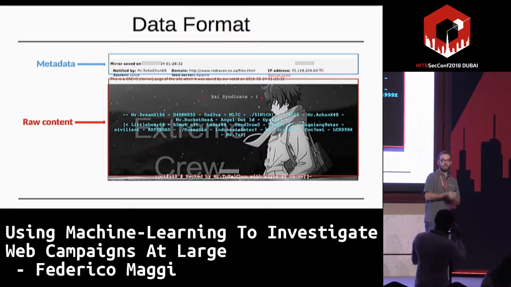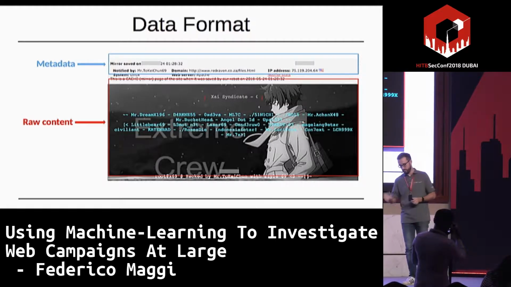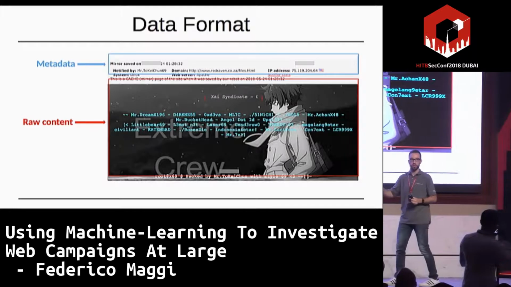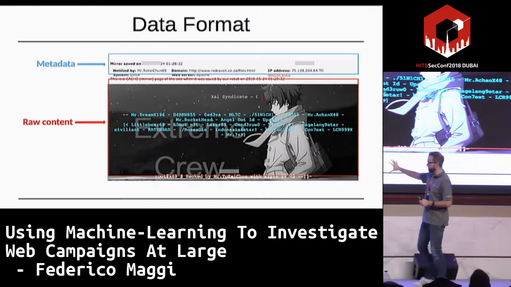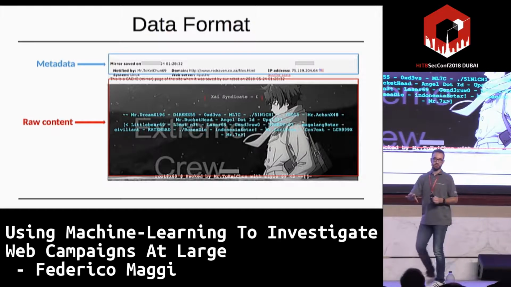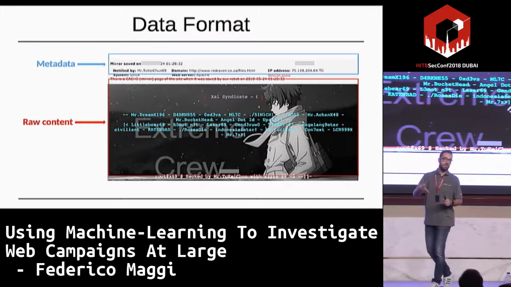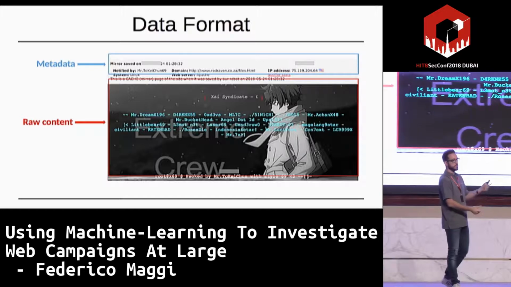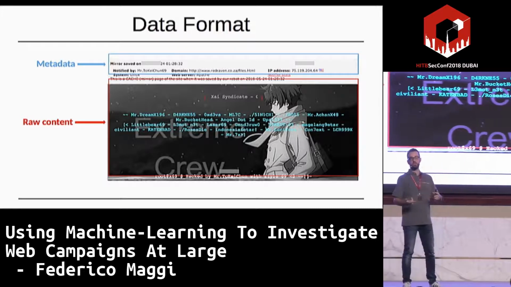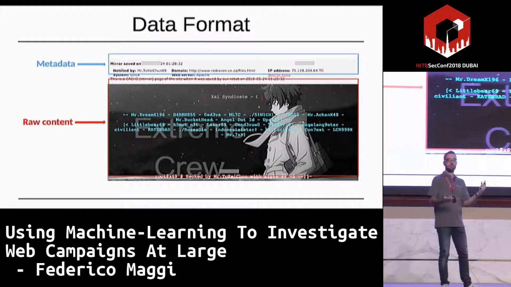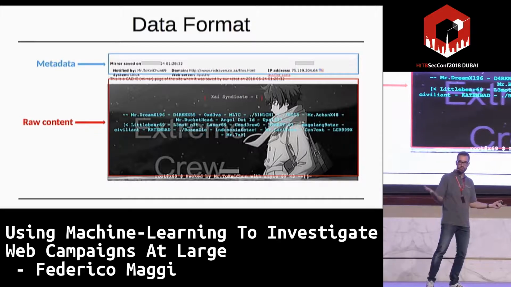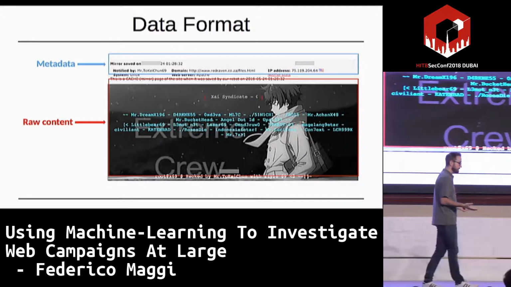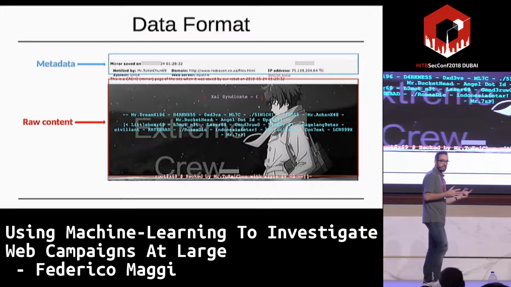So let's look at the format. How is this data organized? We can divide it into two broad groups. At the bottom, you have the actual content. This is what the defacer plants into the site. Okay, so you have images, you have the raw HTML, you have the CSS files, JavaScript, even some malicious JavaScript, right? And then you have the metadata part.